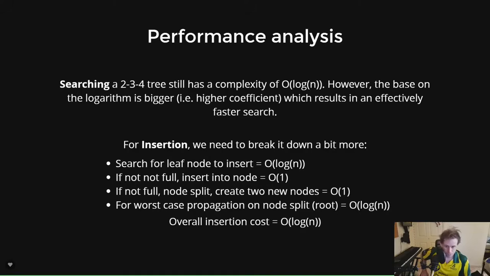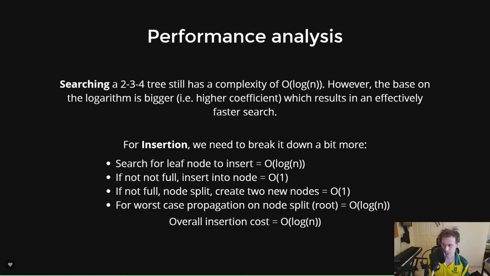Now, we touched on this before. Searching a 2, 3, 4 tree still has a complexity of O(log n). Please remember that log n and h are the same thing because the height of a tree is log n, so O(h) is the same as O(log n). I kind of talked about this at the start. However, the logarithm is bigger, which means that the search complexity is effectively faster for a 2, 3, 4 tree.